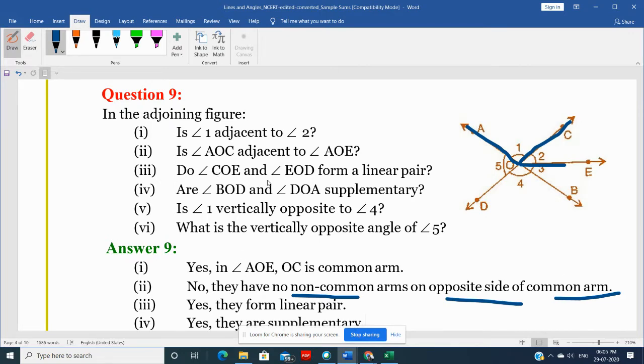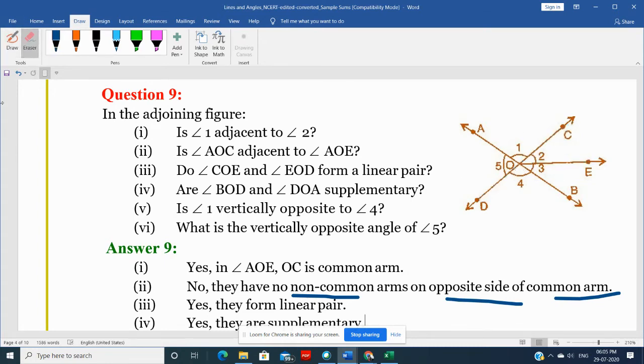Next is, do COE and EOD form a linear pair? Let me first erase this. COE and EOD means EO and D. Yes, they are forming a linear pair because the base is the same. See, this is the base and both the angles are lying on the same base. So yes, they form a linear pair.